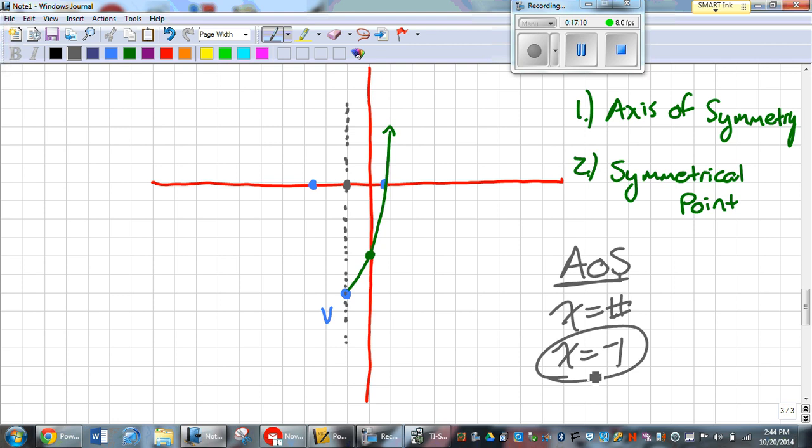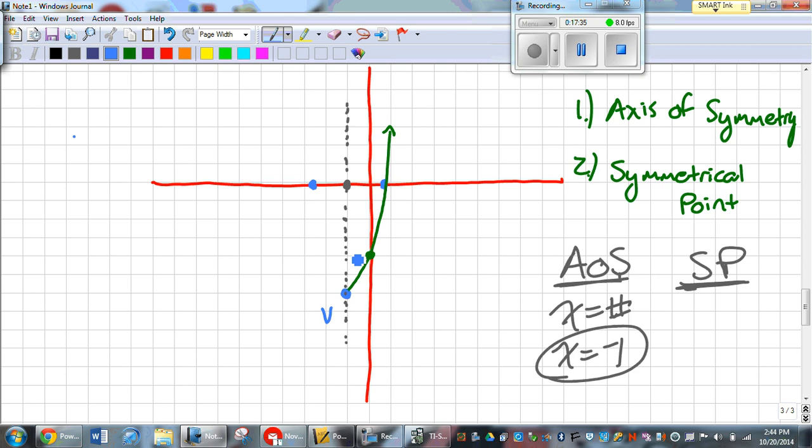Okay, the next point is the symmetrical point. I'm going to call that SP. It's going to be straight across from your y-intercept. Okay, so if you notice, I've got some symmetrical points already. If here's my axis of symmetry, look at my x-intercepts. It's 1 and then an extra 0.73. If I go the other way, it's 1 and an extra 0.73. These things are the same distance from the axis of symmetry.